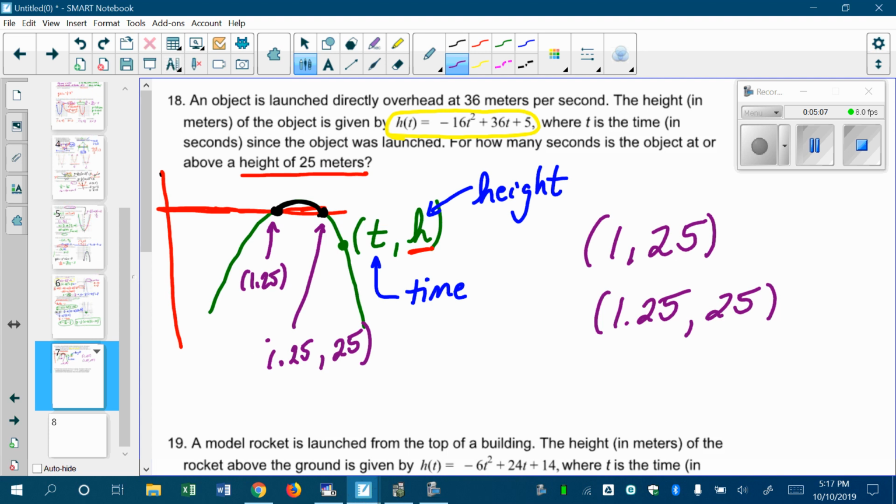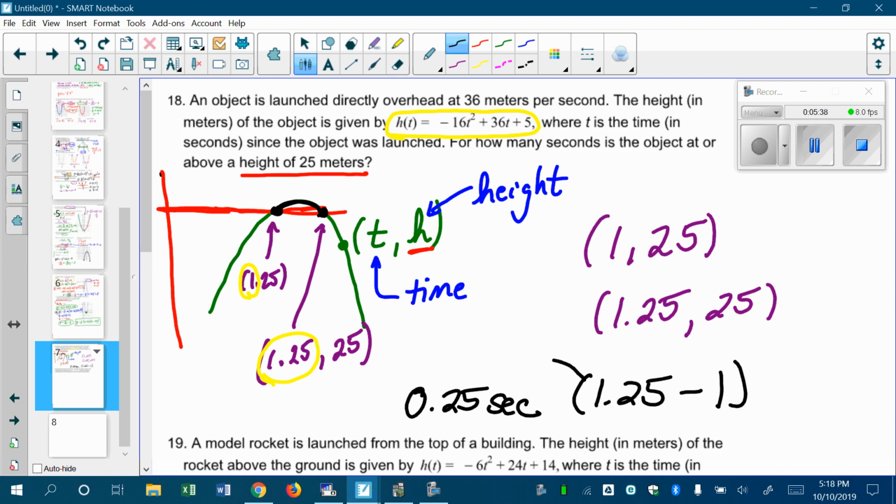There's a lot of 25s in this problem. But the parts that I want to pay attention to now are this 1 and this 1.25. So the question was, for how many seconds is the object above a height of 25 meters? Well, from time equals 1 to time equals 1.25 is 0.25 seconds, right? Because 1.25 minus 1 is what I did in my head to get that answer.